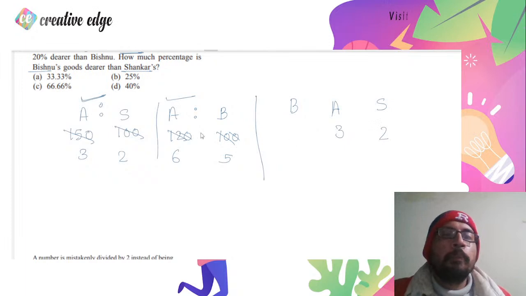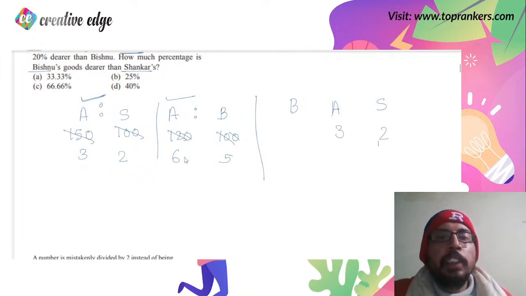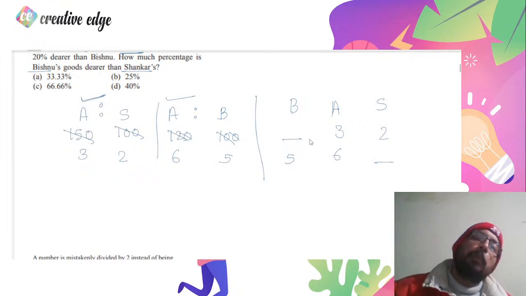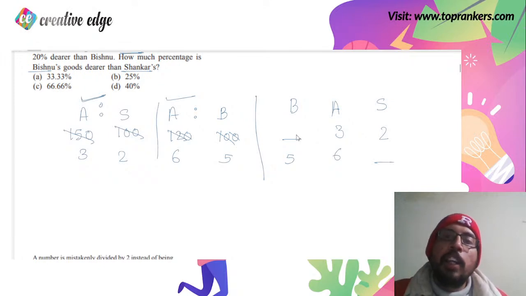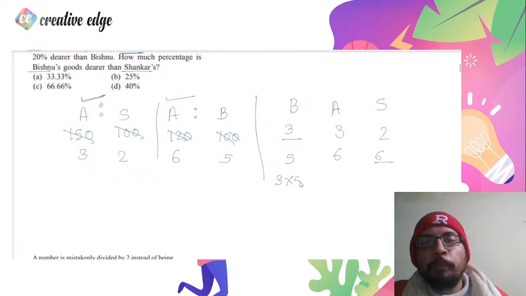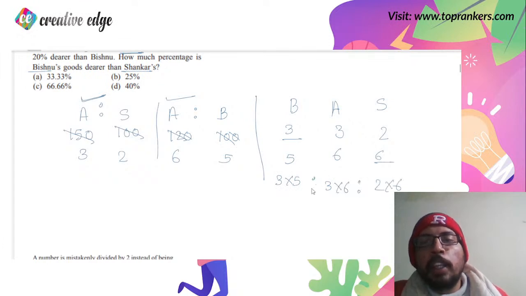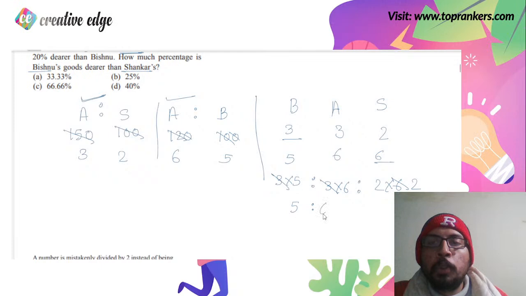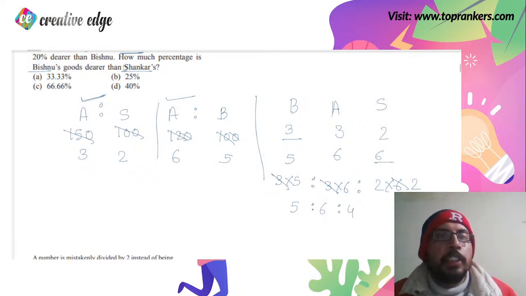So A is to S is 3:2, and A is to V is 6:5. Now I have two blank spaces here, and those blanks should be filled with the numbers nearer to them. So this blank has 3 nearer to it, and this blank has 6 near to it. Now I will multiply all these: 3 into 5, 3 into 6, and 2 into 6. You can cancel them as well. 3 twos are 6, and they cancel. So I am getting 5:6:4.